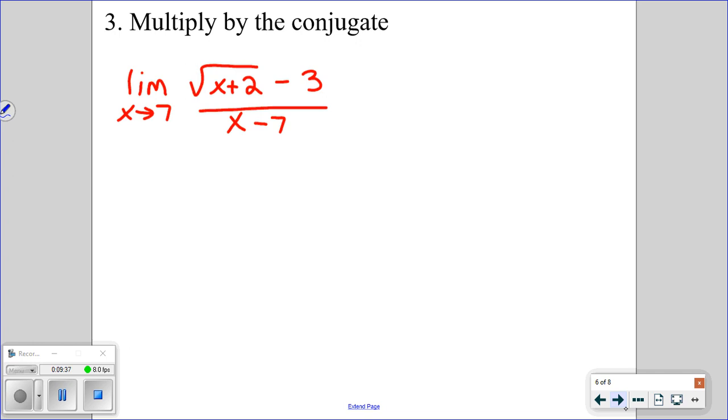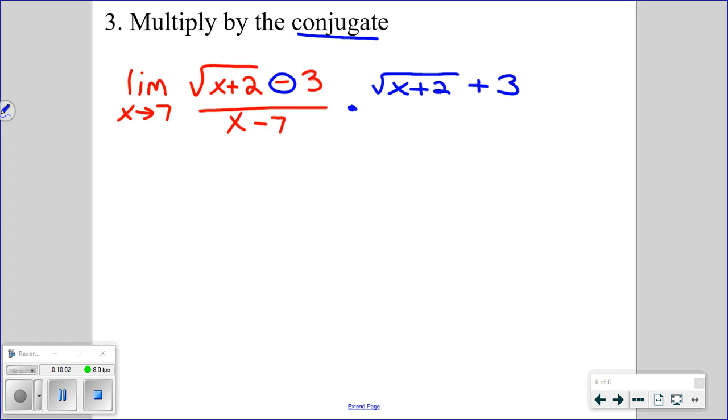So the next thing I would do, because of that square root, is multiply by the conjugate. Now, what the heck is the conjugate? Well, the conjugate relates to the expression with the square root. So square root of x plus 2 minus 3. The conjugate of that is the square root of x plus 2 plus 3. All you're doing is changing that sign in the middle to the opposite.